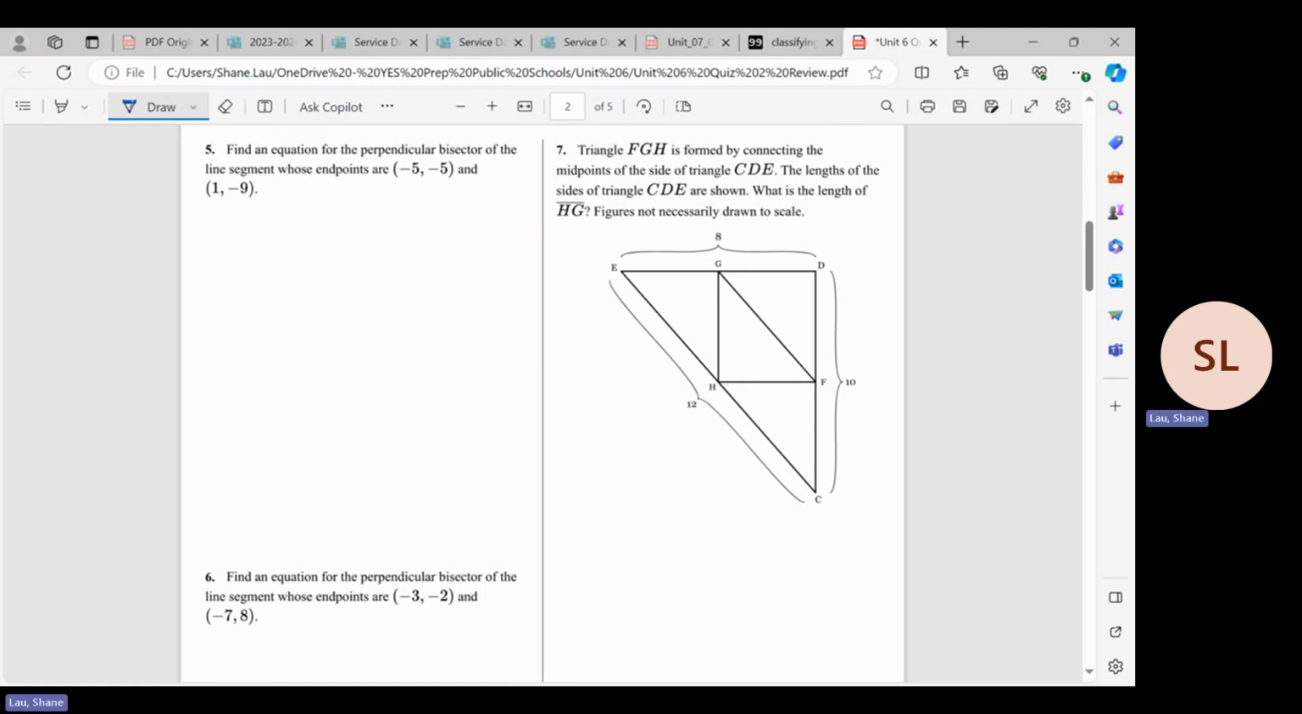And now with these two problems where we have to find the equation of the perpendicular bisector. Perpendicular meaning 90 degrees. And then bisector, we just talked about bisector as two congruent pieces, of the line segment whose endpoints are (-5, -5) and (1, -9).